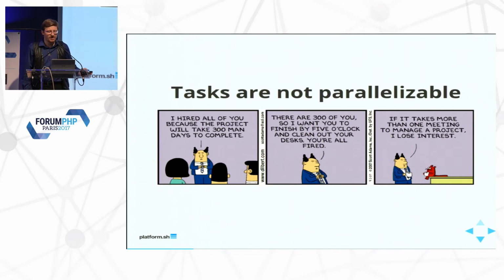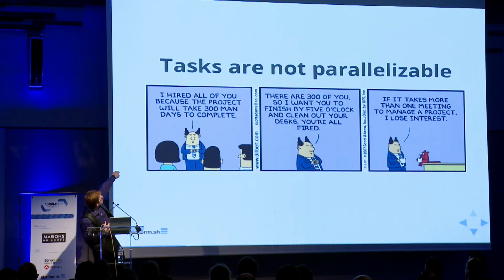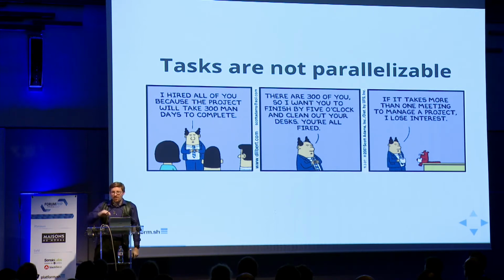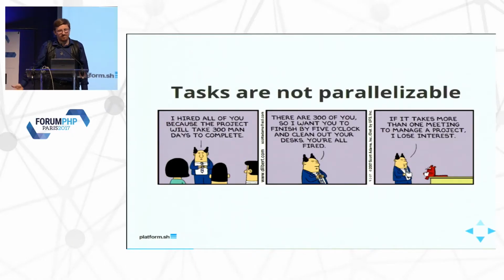It's a management talk, so I have to have Dilbert. I hired all of you because this project will take 300 days to complete. So I hired 300 of you. You're all fired. You want it done by the end of the day. This is, of course, ridiculous, but is how some people try to approach software development.